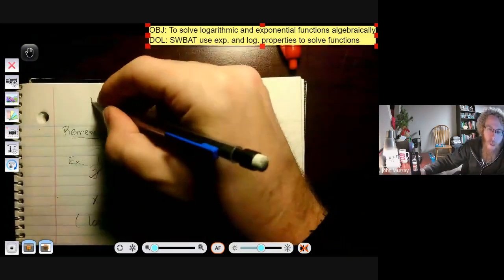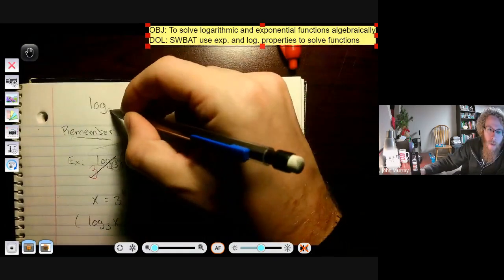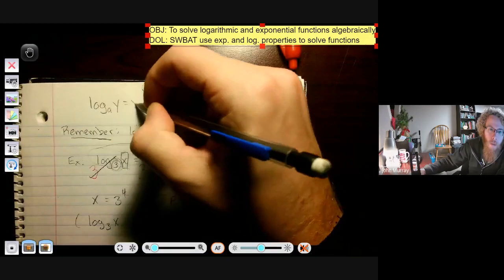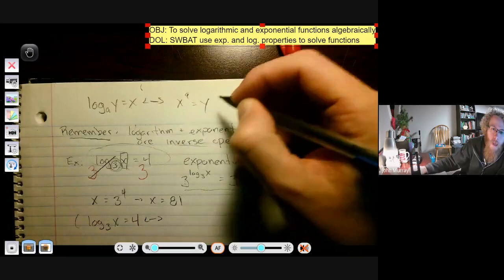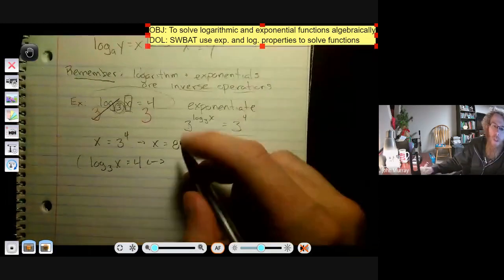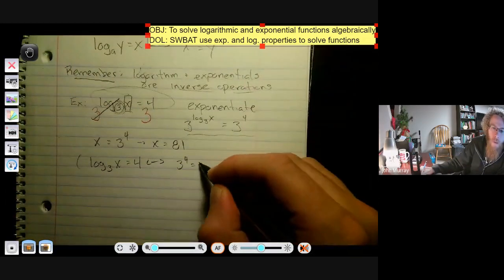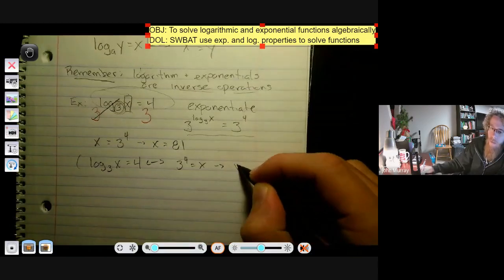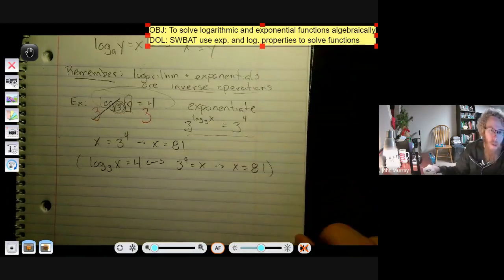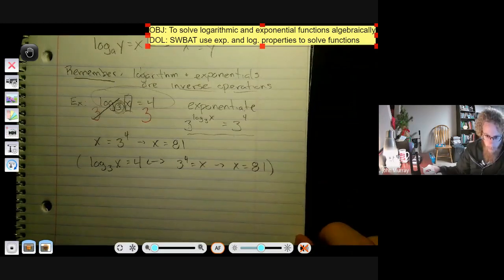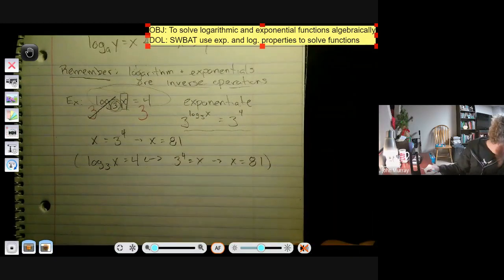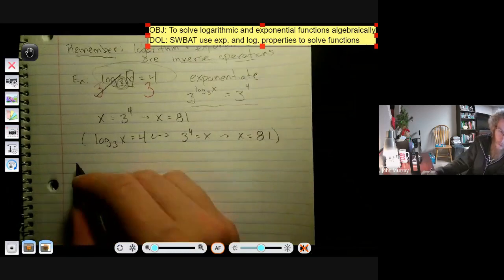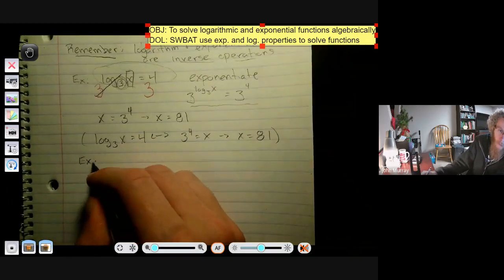So remember, before we had log base a of y equals x, we could change that to a to the x equals y, right? So this would become 3 to the 4th equals x. And again, we get x equals 81. Okay, so there's a few ways to do it if we have a logarithm. If we have an exponent, let's check that one out.